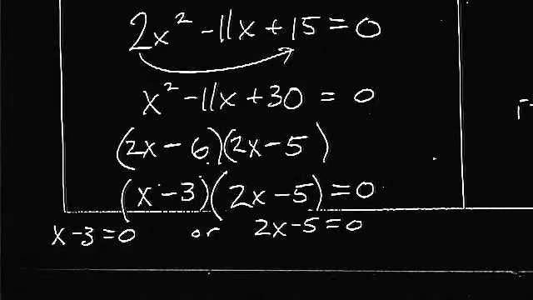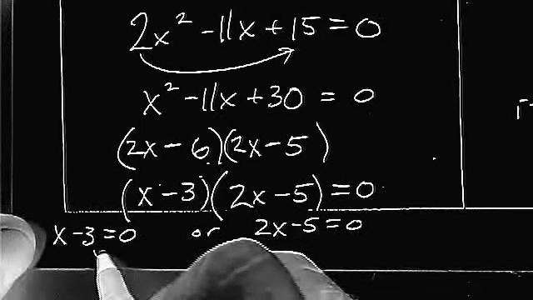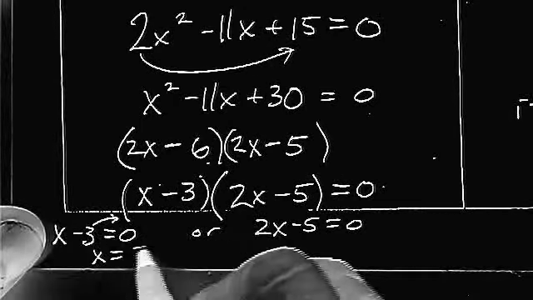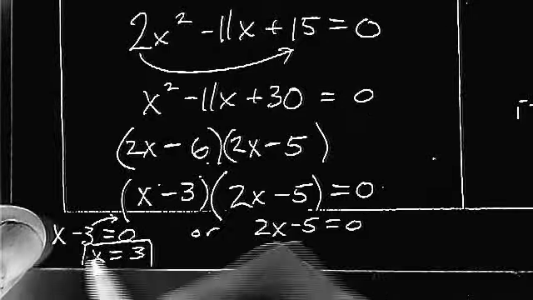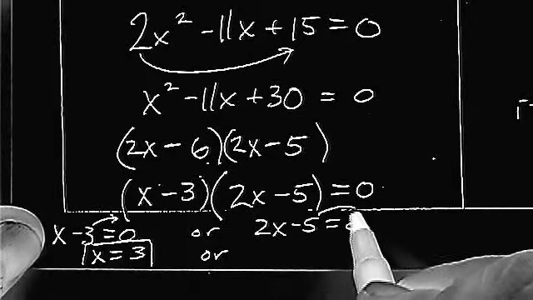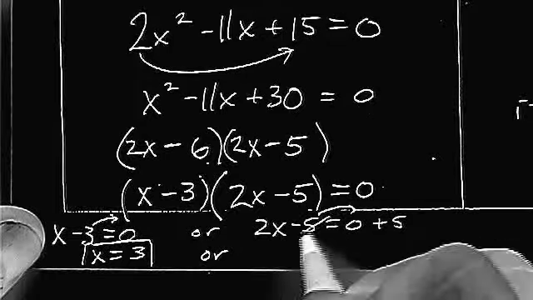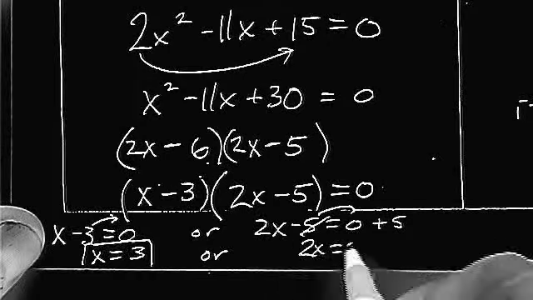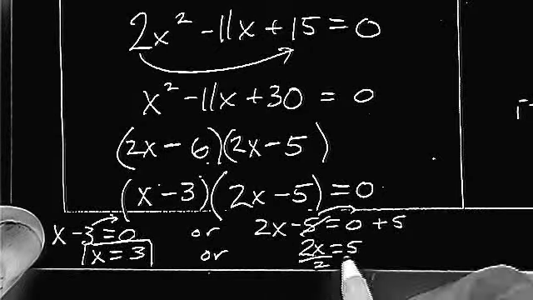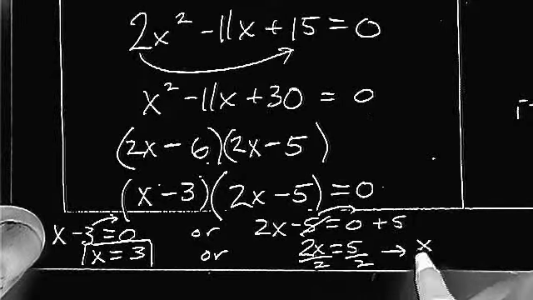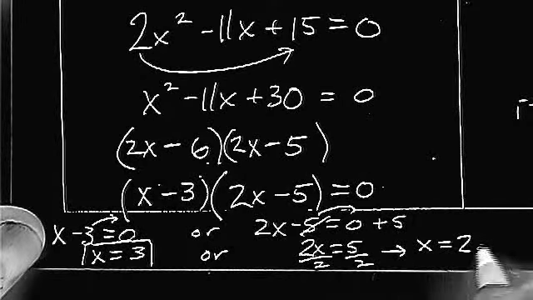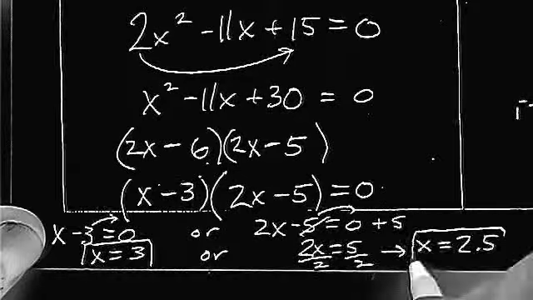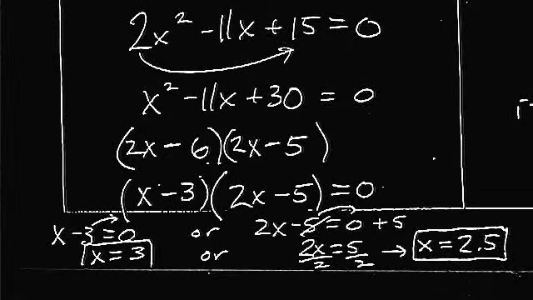And now I need to use my algebraic skills to find the possible values of x. Well, if you add the 3 to the other side, x could be 3. Or if you add the 5, right, and I'll get rid of that, 2x is equal to 5. Divide out the 2, and we will get an x value of 2.5. Those are the two solutions to the equation. X equals 3 or x equals 2.5.